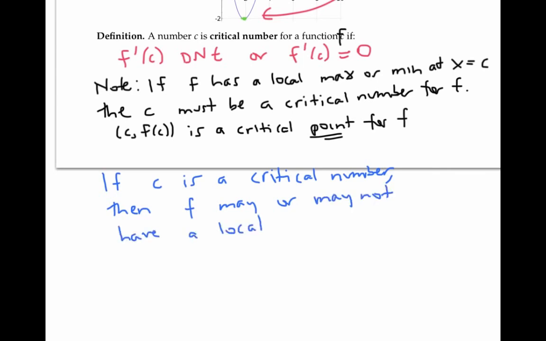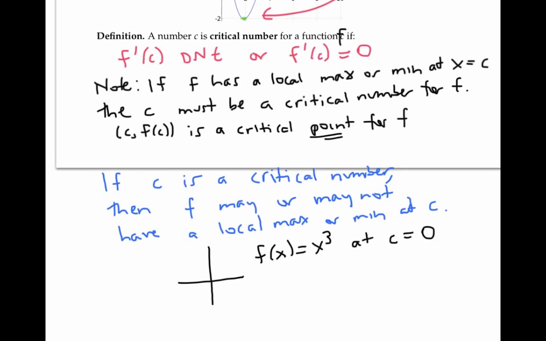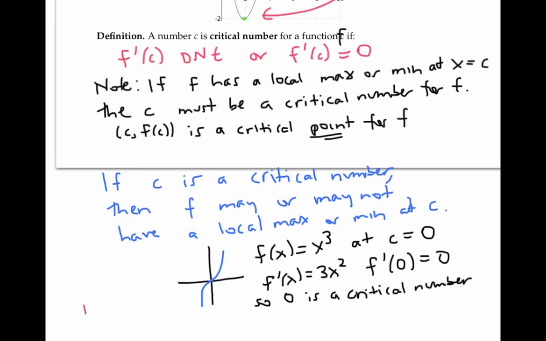One example to keep in mind is the function f of x equals x cubed at a value of c of 0. Since f prime of x is 3x squared, we have that f prime of 0 equals 0, so 0 is a critical number. But notice that f does not have a local max or min at x equals 0.